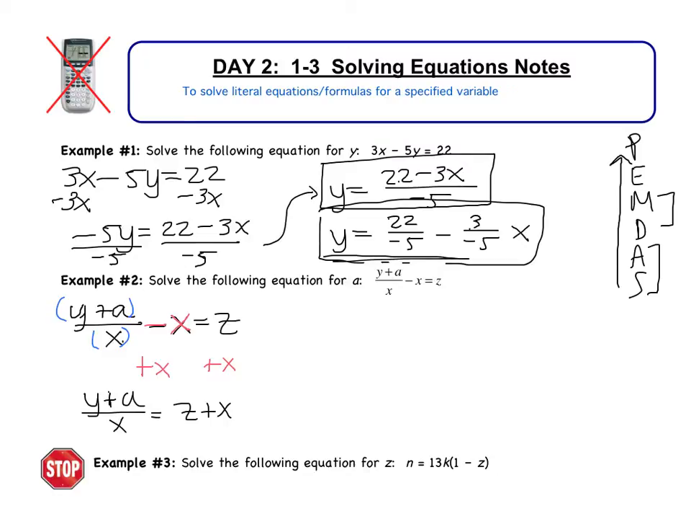Now, is there anything being multiplied or divided? Well, on the left side, I'm dividing by x. So right here, I'm dividing by x. So to get rid of it, I'm going to multiply by x.